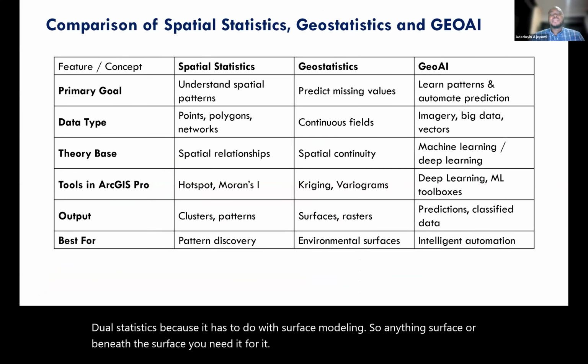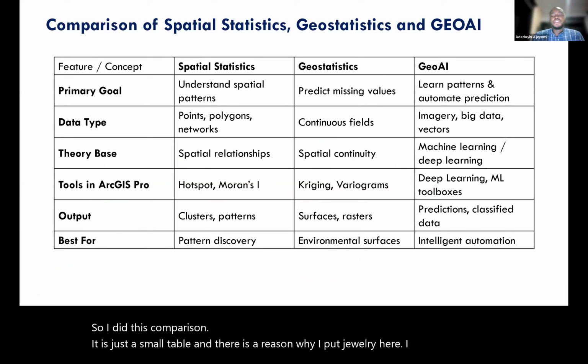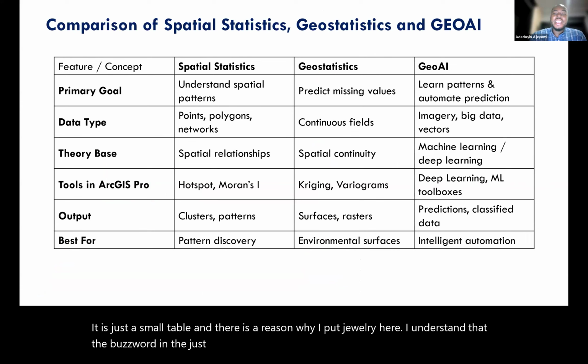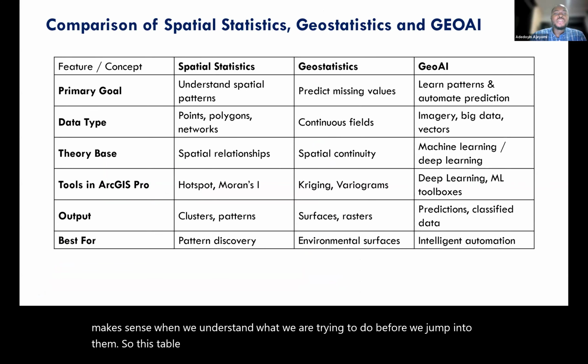So I did this comparison. It's just a small table, and there's a reason why I put GeoAI here. I understand that the buzzword in the geospatial domain has been GeoAI. All of us want to do GeoAI, but it makes sense when we understand what we are trying to do before we jump into them. So this table is just to help you understand where you need spatial statistics, where you need geostatistics, and where you need GeoAI.